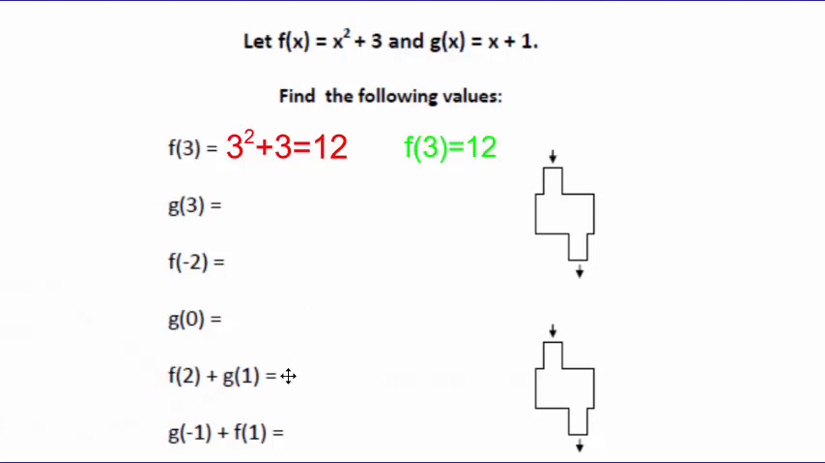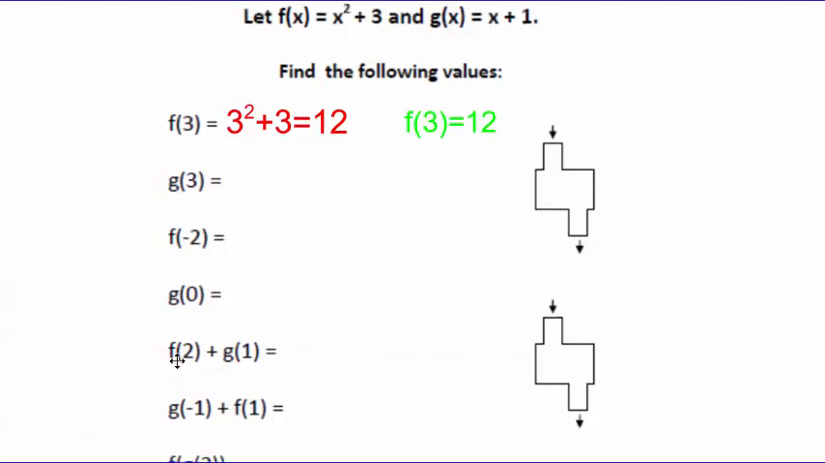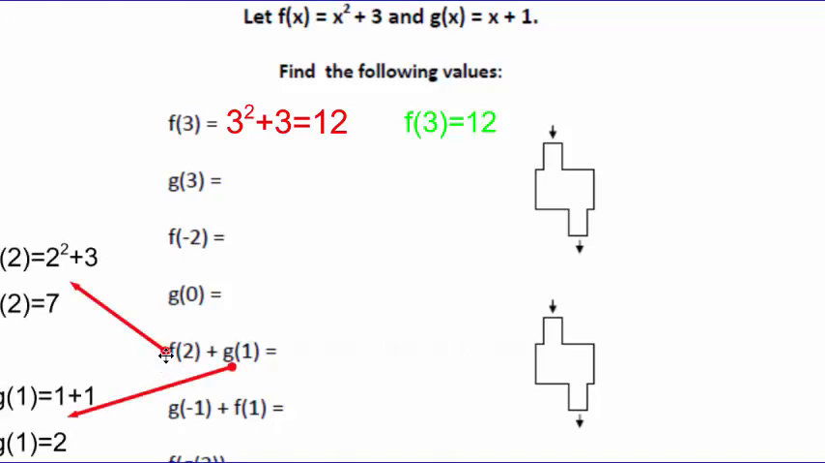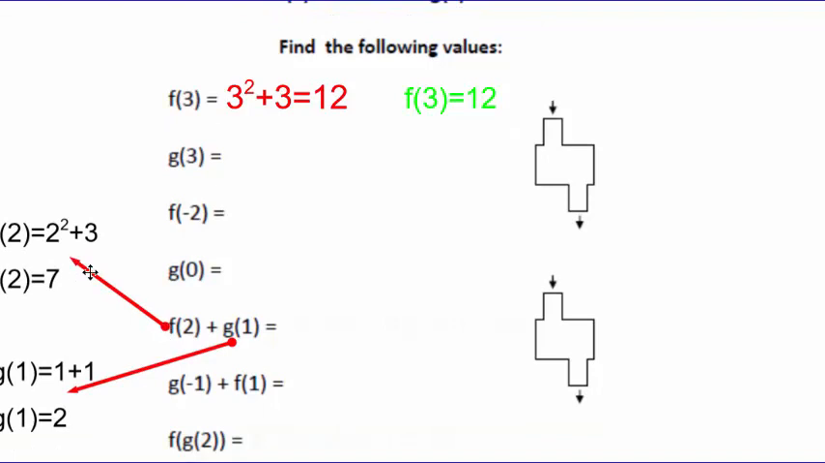Alright, the next example that we're going to do is f of 2 plus g of 1. So here we have two different functions, f and g. It's asking us to evaluate f of 2 and evaluate g of 1 and then add those two quantities together. So what I'm going to do is come off to the side, and I evaluated f of 2 and then I evaluated g of 1.